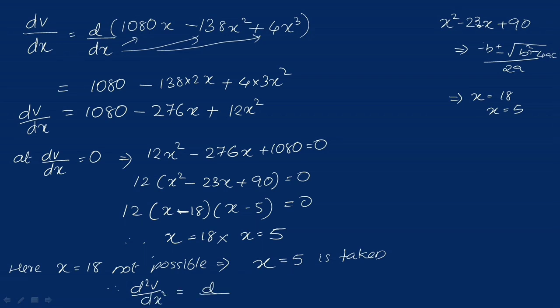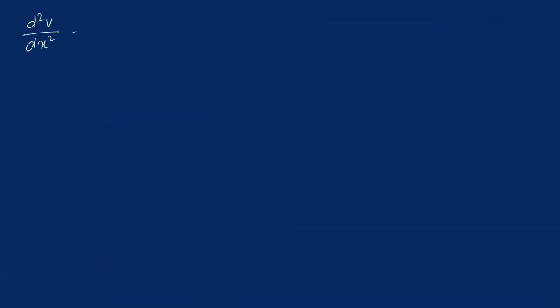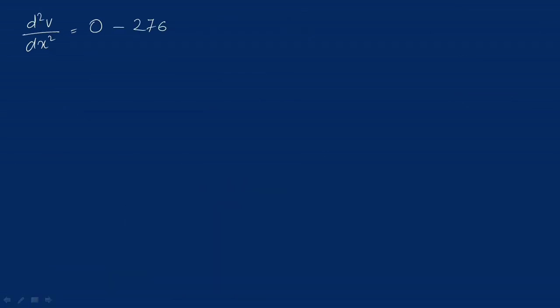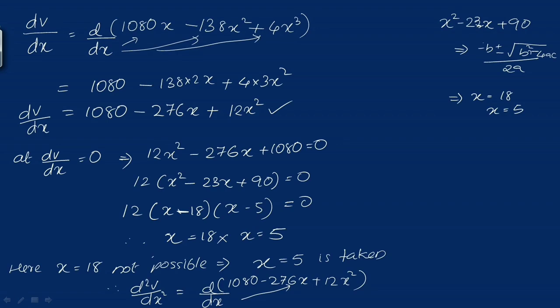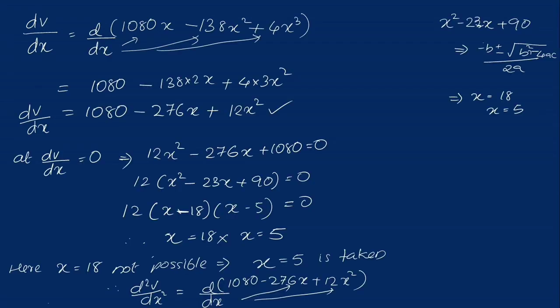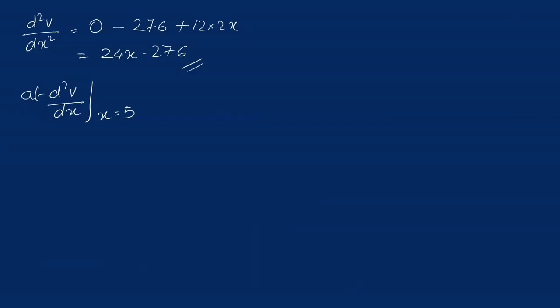So what is d square V by dx square first? That is d by dx of 1080 minus 276x plus 12x square. So d square V by dx square is equal to d by dx of 1080, that is 0, plus d by dx of minus 276x, that is minus 276, plus d by dx of 12x square, that is 12 into 2x, or we can write 12 into 2, that is 24x minus 276. So at x equal to 5, we substitute 5 instead of x. So we have d square V by dx square at x equal to 5 is 24 into 5 minus 276.